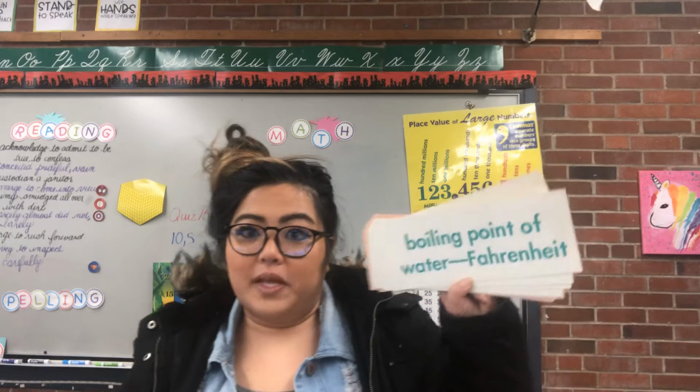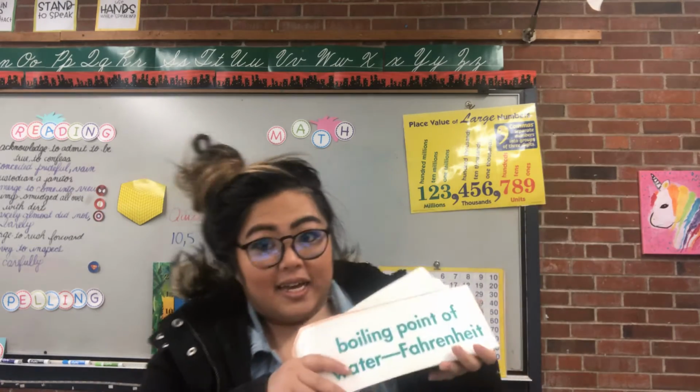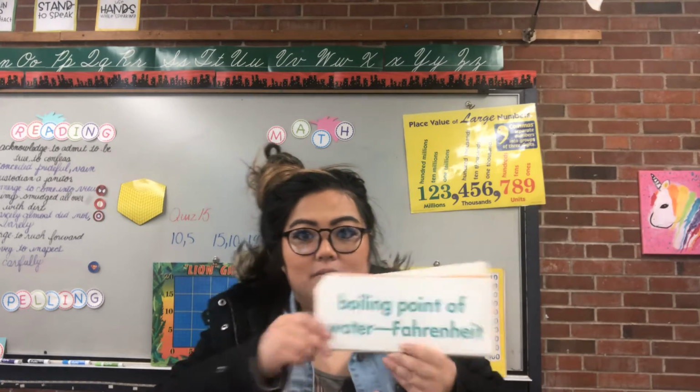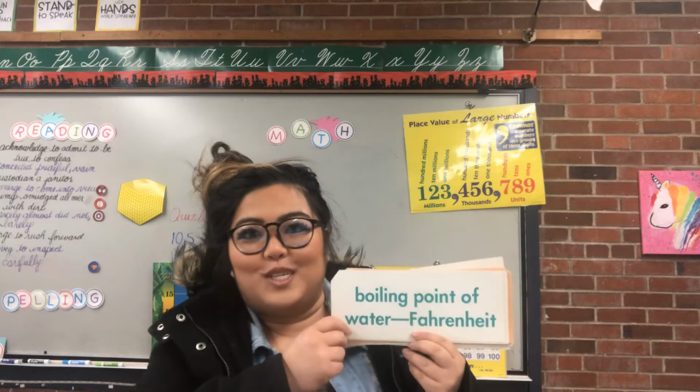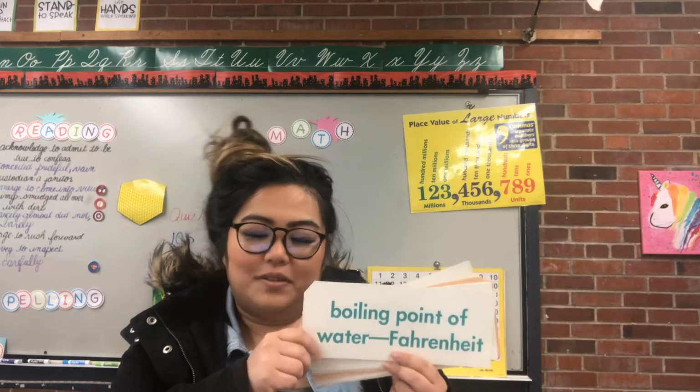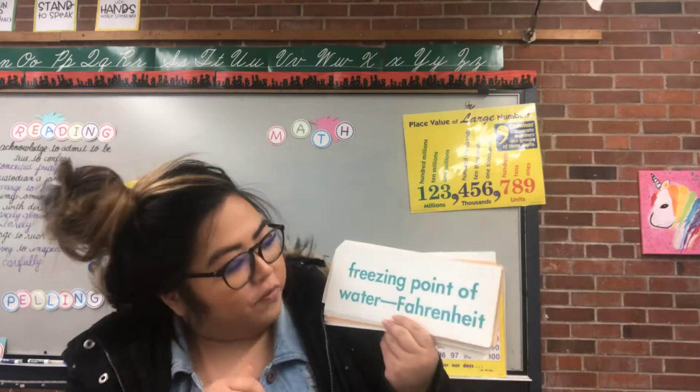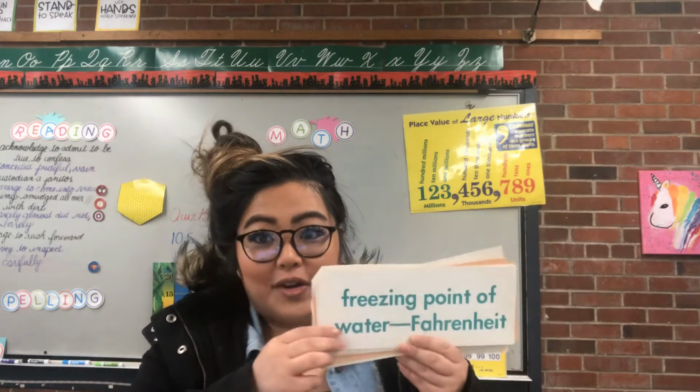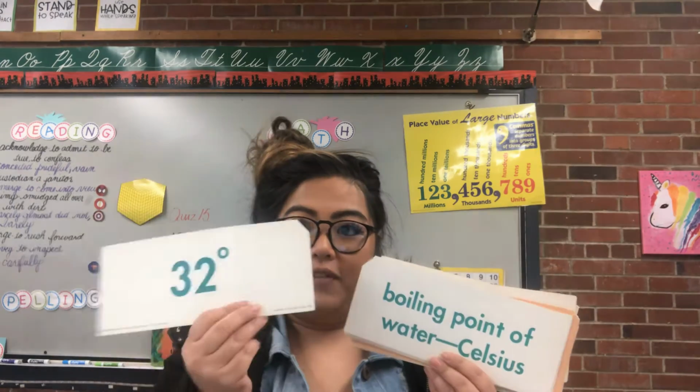All right, what is the boiling point of water, Fahrenheit? 98 point. Oh, sorry. Boiling point is 212 degrees Fahrenheit. I knew something seemed wrong. Okay. Freezing point of water Fahrenheit. 32 degrees Fahrenheit.